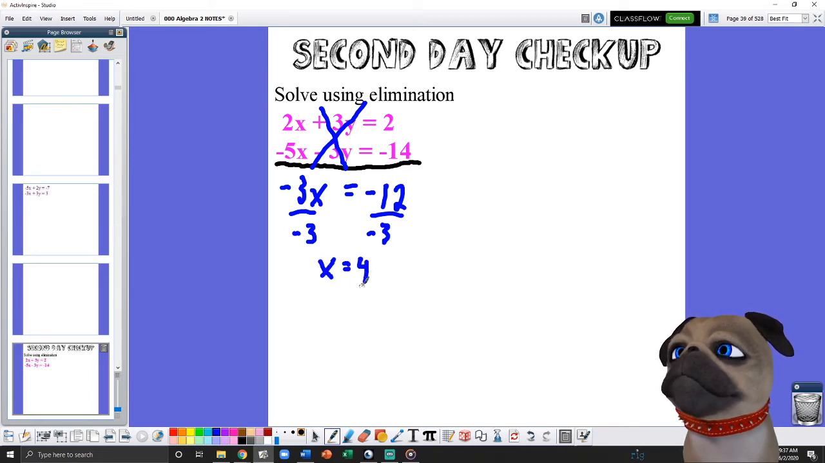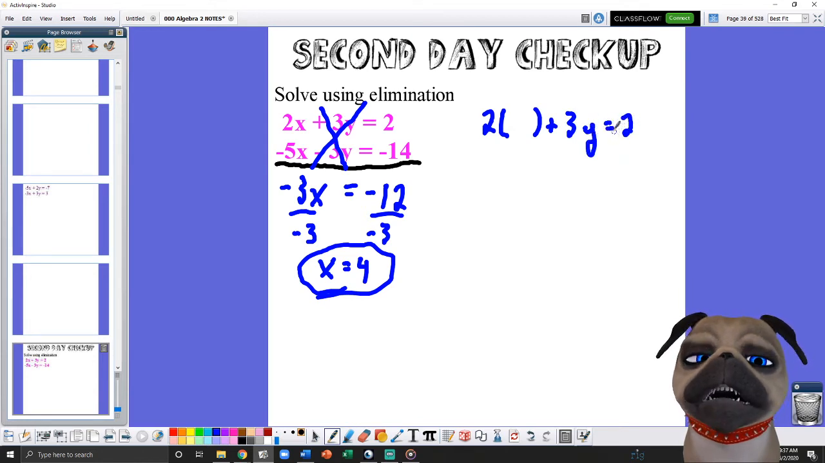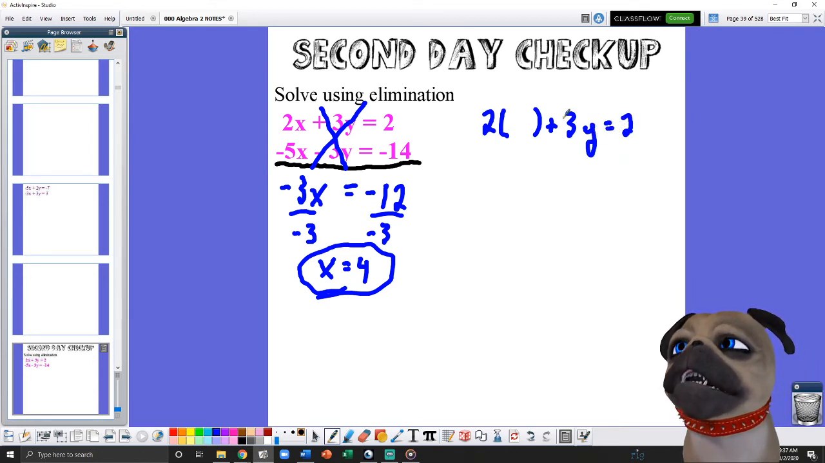x equals 4. As soon as you have that, you go back to the originals, and you can write either the top one or the bottom one. It does not make any difference. In fact, if you wanted to check your answer, you could do both of them. So instead of x, I'm going to put 4, because this told me x was 4.